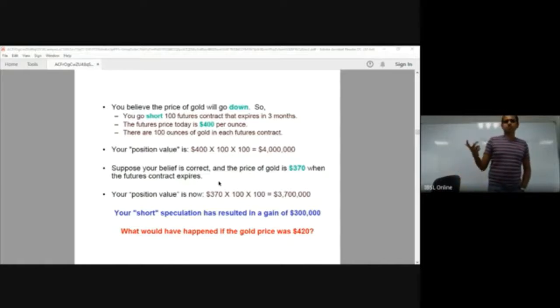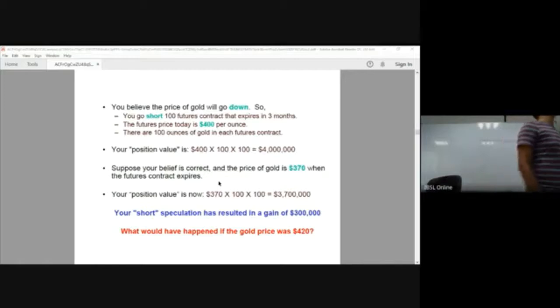Now to square off your position, you have to buy back the gold. Suppose your belief is correct and the price of gold goes to 370. You sold at 400, the price comes to 370, right? And you are sold at a higher price, so you make a $30 profit into 10,000. You make a $300,000 profit. But what happens if the price of gold goes up to 420? Then what happens?